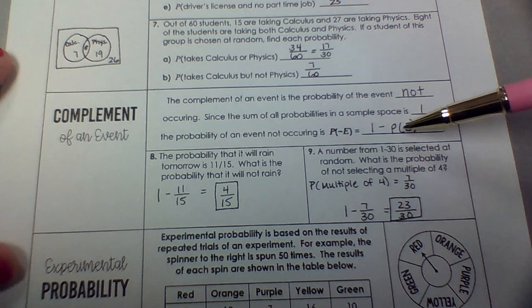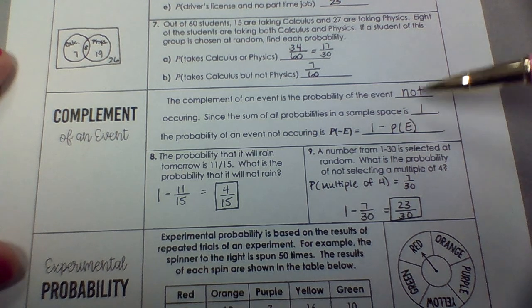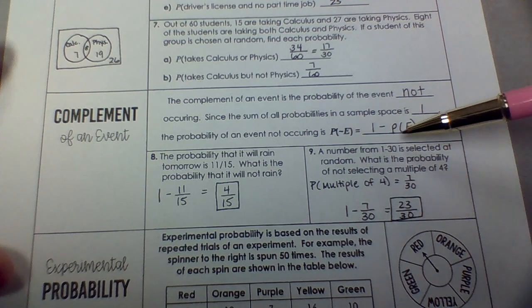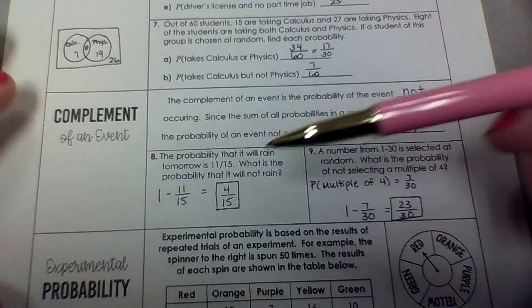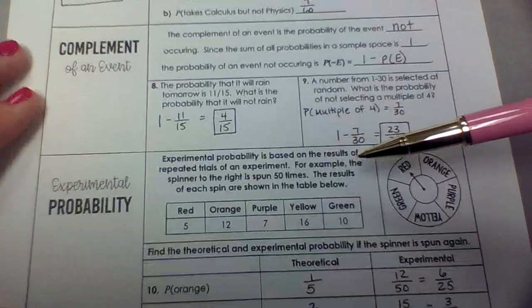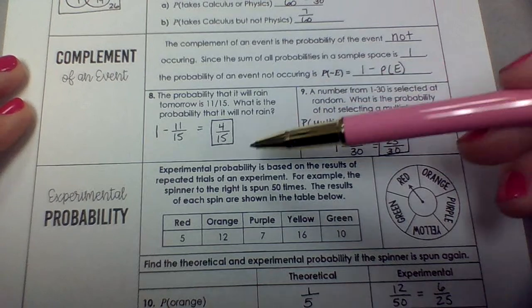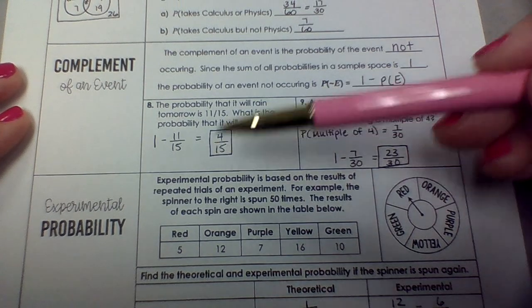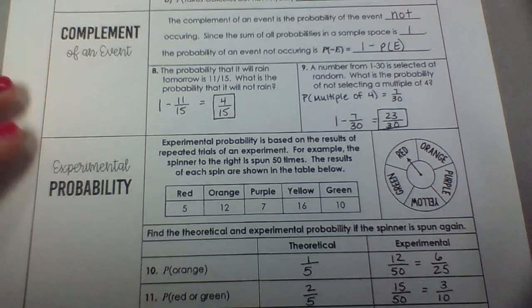So you're actually finding the probability of if it actually occurs. And since probabilities are all out of 1, you just subtract from that and you get the leftover. Okay, so go ahead and see if you understand that for 8 and 9. If not, I will definitely go over questions with you. Okay, so 8 and 9 would be the complement of an event. So you take 1 minus whatever the probability actually was.